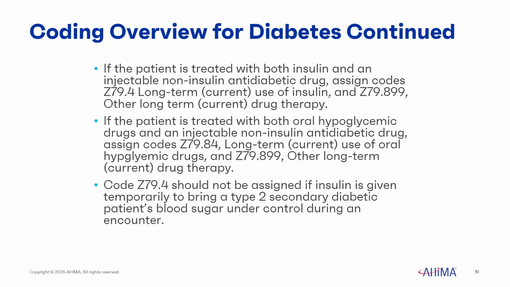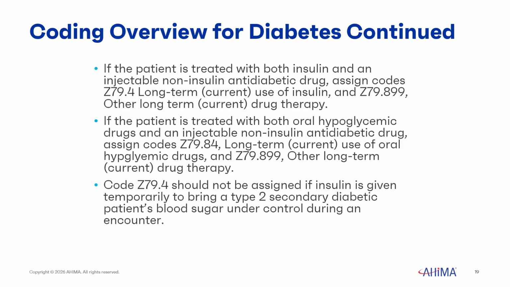If a patient is being treated with both insulin and non-insulin anti-diabetic drugs, we would assign the Z79.4 for the long-term use of insulin and Z79.899 other long-term current drug therapy. However, if a patient is being treated with oral hypoglycemic drugs and injectable non-insulin anti-diabetic drugs, we would assign Z79.84 for the oral hypoglycemic drugs and the Z79.899 other long-term drug therapy.